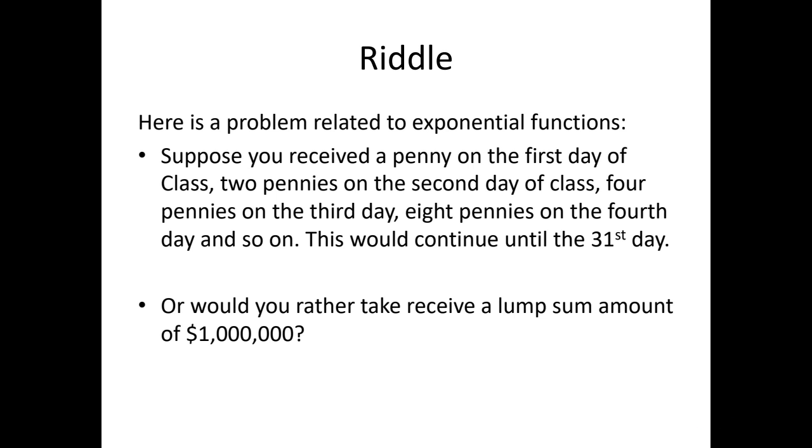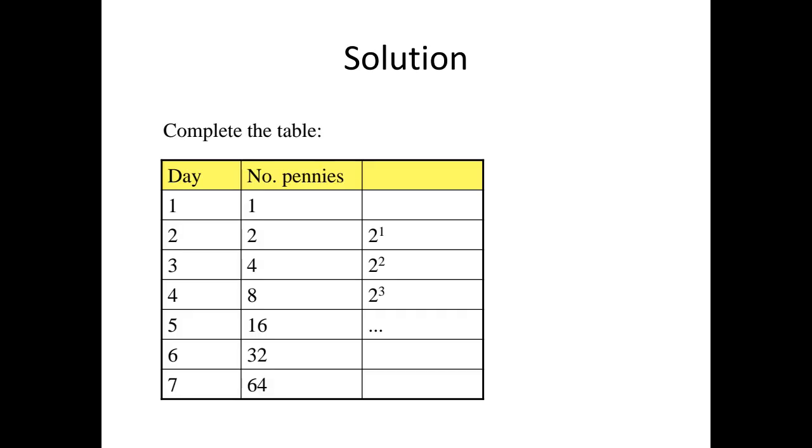So we'll get a glimpse at how it works. Here's just a problem to show you how exponential functions grow. Suppose you received a penny on the first day of class, and then 2 pennies on the second day of class, and 4 pennies on the third day, and so on. Or you could get $1 million. Which one would you choose? So let's see what we would have after a month. So if we chose to get a penny on the first day, 2 pennies on the second day, and then 4, 8, and so on, how many pennies would we have on the 31st day of the month?